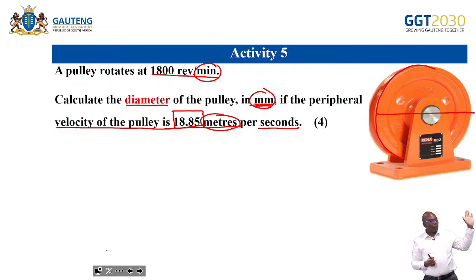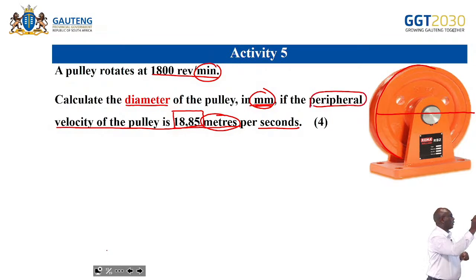Because the peripheral velocity is given, you must now understand that you must write down the formula that has to do with peripheral velocity. And then from there you calculate the diameter of that pulley. So I want you to quickly do that and give me the answer in millimeters as per the question there.